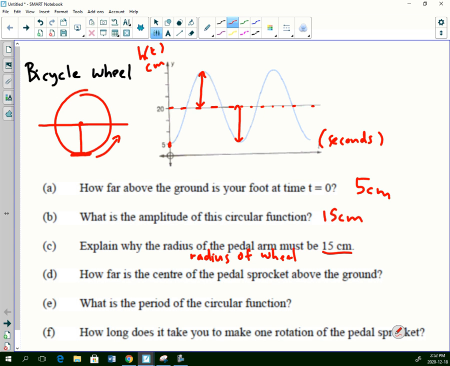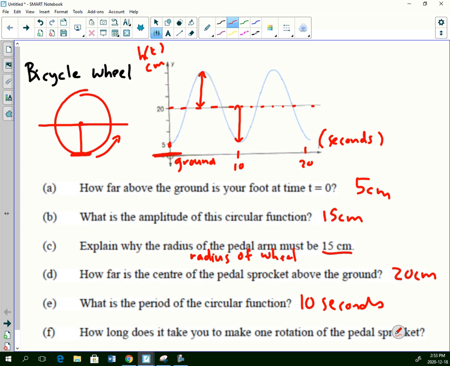How far is the center above the ground? Well, it is actually, sorry, not 25, 20. So it's 20 centimeters above the ground. You can read that off the graph. The period is the time it takes to go through one cycle. That was actually given in the question as 10 seconds. That was just missing from the graph, so it takes 10 seconds to go around once.